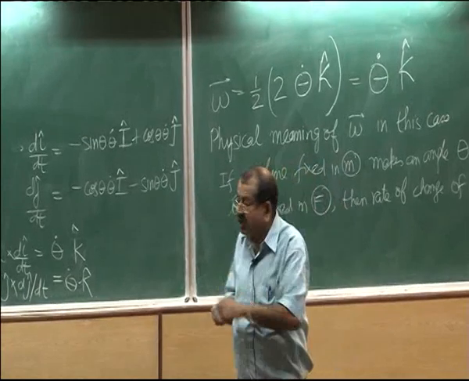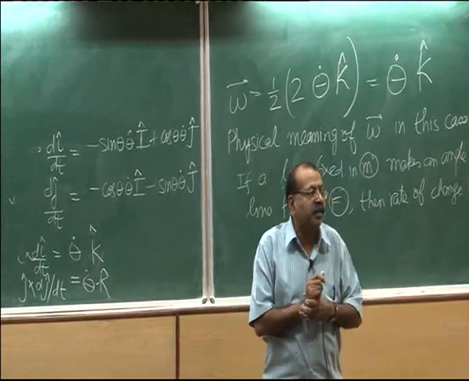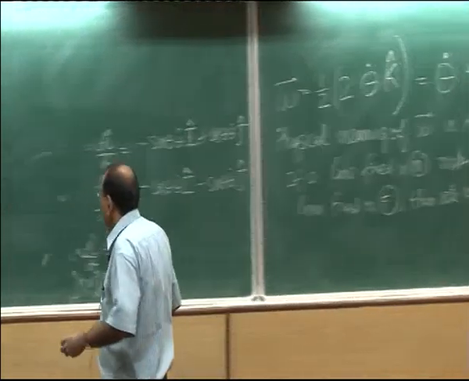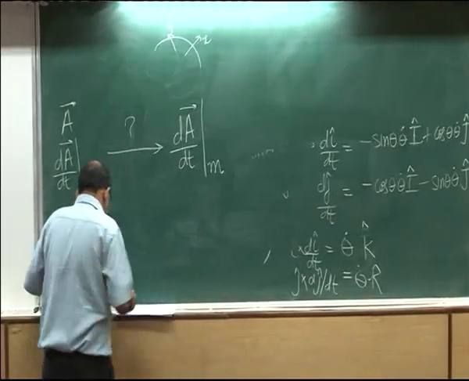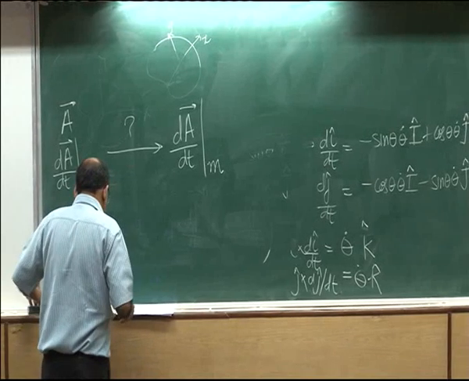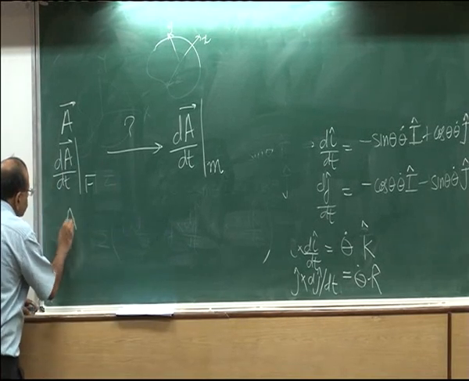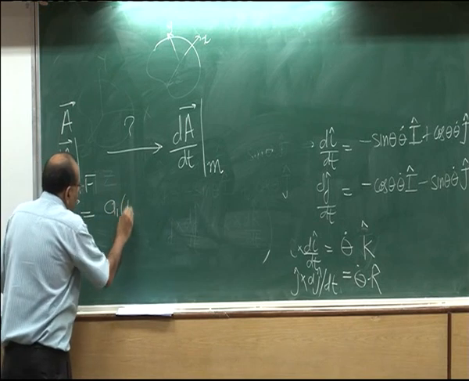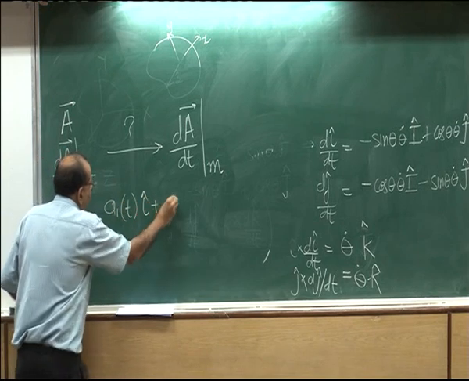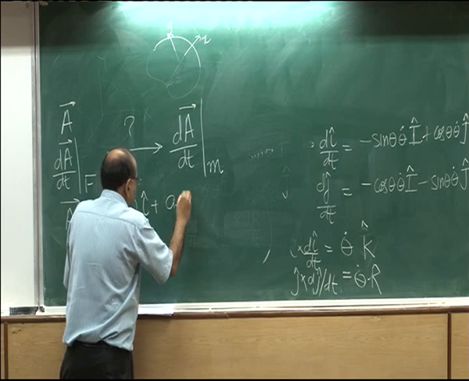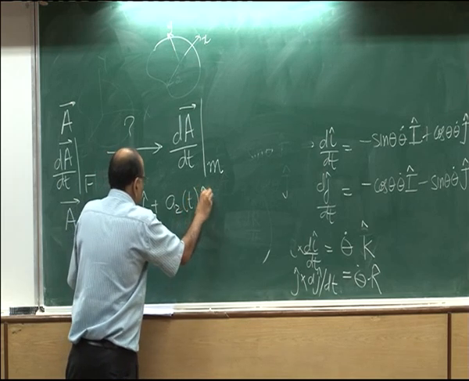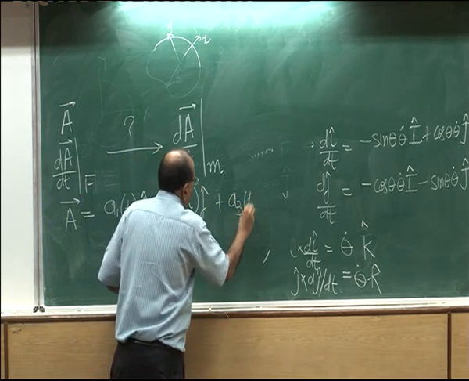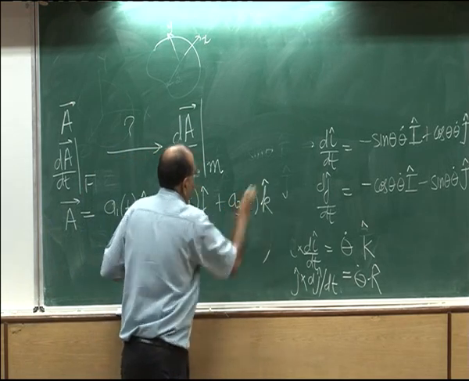So what is the relation between dA by dt as seen from F and dA by dt as seen from M? And for that what we do is, let us write the vector A as A1 i plus A2 j plus A3 k.